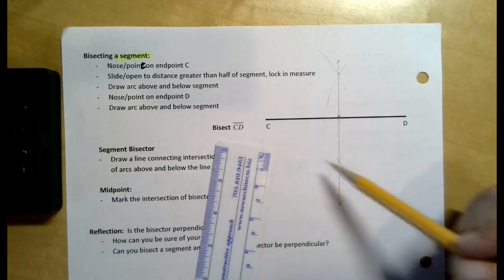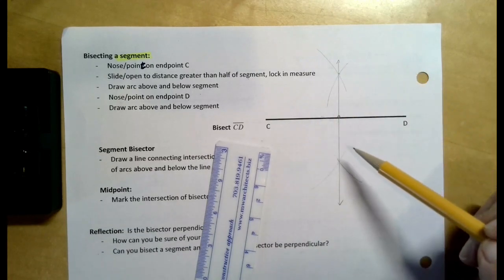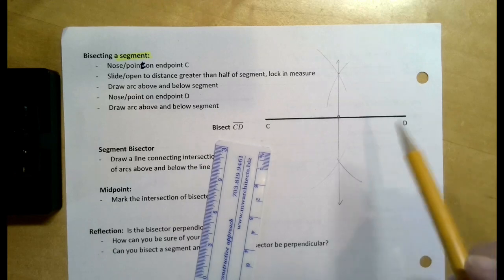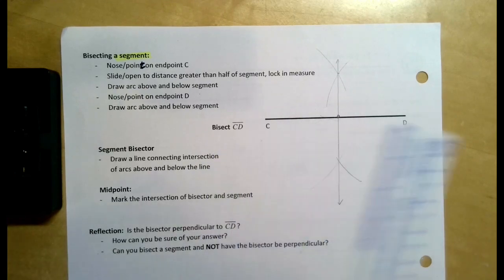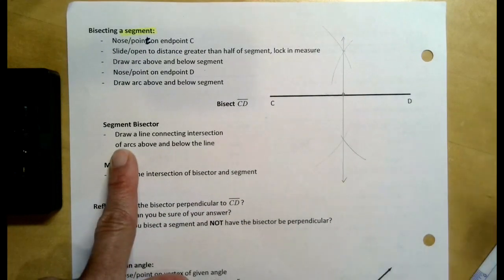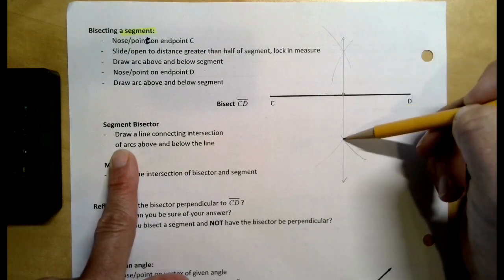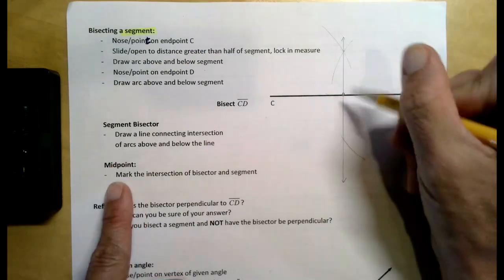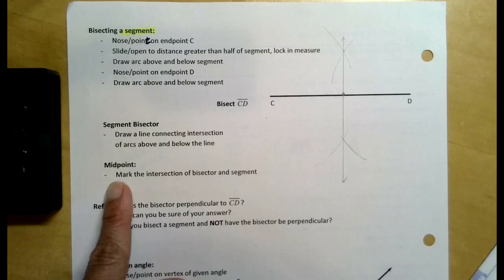So we'll talk about why this works after we start exploring a little bit of triangles and polygons. You're going to like it. All right, when we draw a segment bisector, we're drawing a line connecting those intersections, and then here's our midpoint.